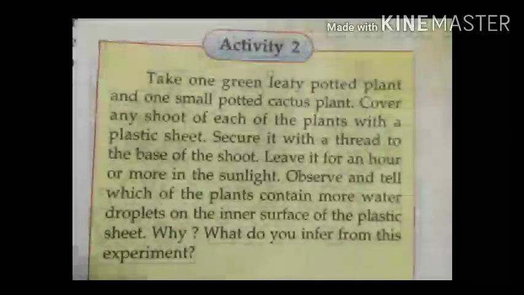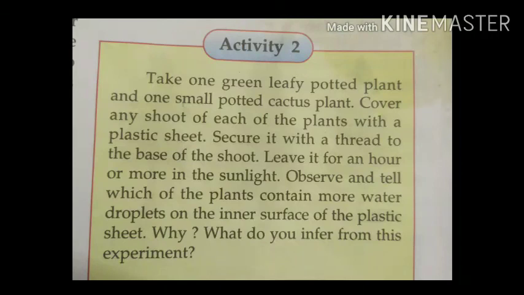Here is an activity for you to perform. Take one green leafy potted plant and one small potted cactus plant. Cover any shoot of each of the plants with a plastic sheet. Secure it with a thread at the base of the shoot. Leave it for an hour or more in the sunlight. Observe and tell which of the plants contains more water droplets on the inner surface of the plastic sheet and why. What do you infer from these experiments?